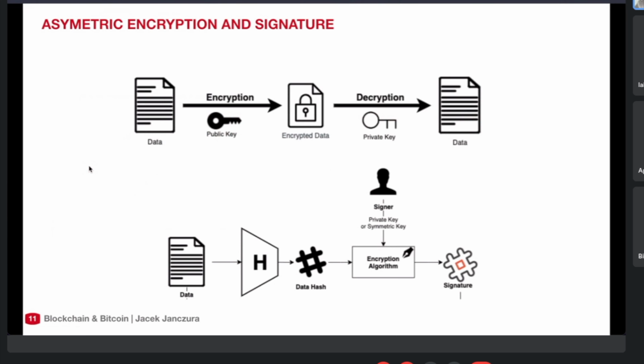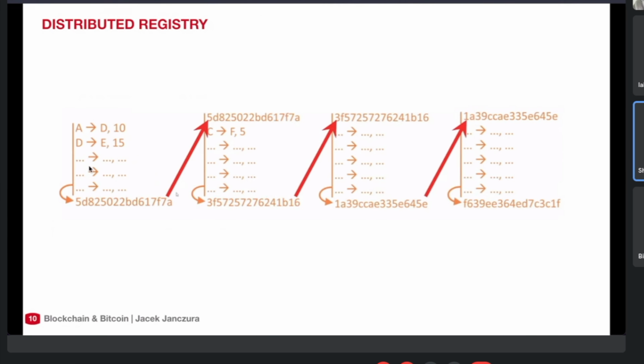Okay. Any questions so far regarding distributed registry? Hi, I have a question. Sure. So, if you want to trace back, is there any way that we can trace back which person has modified, or what's that process about?